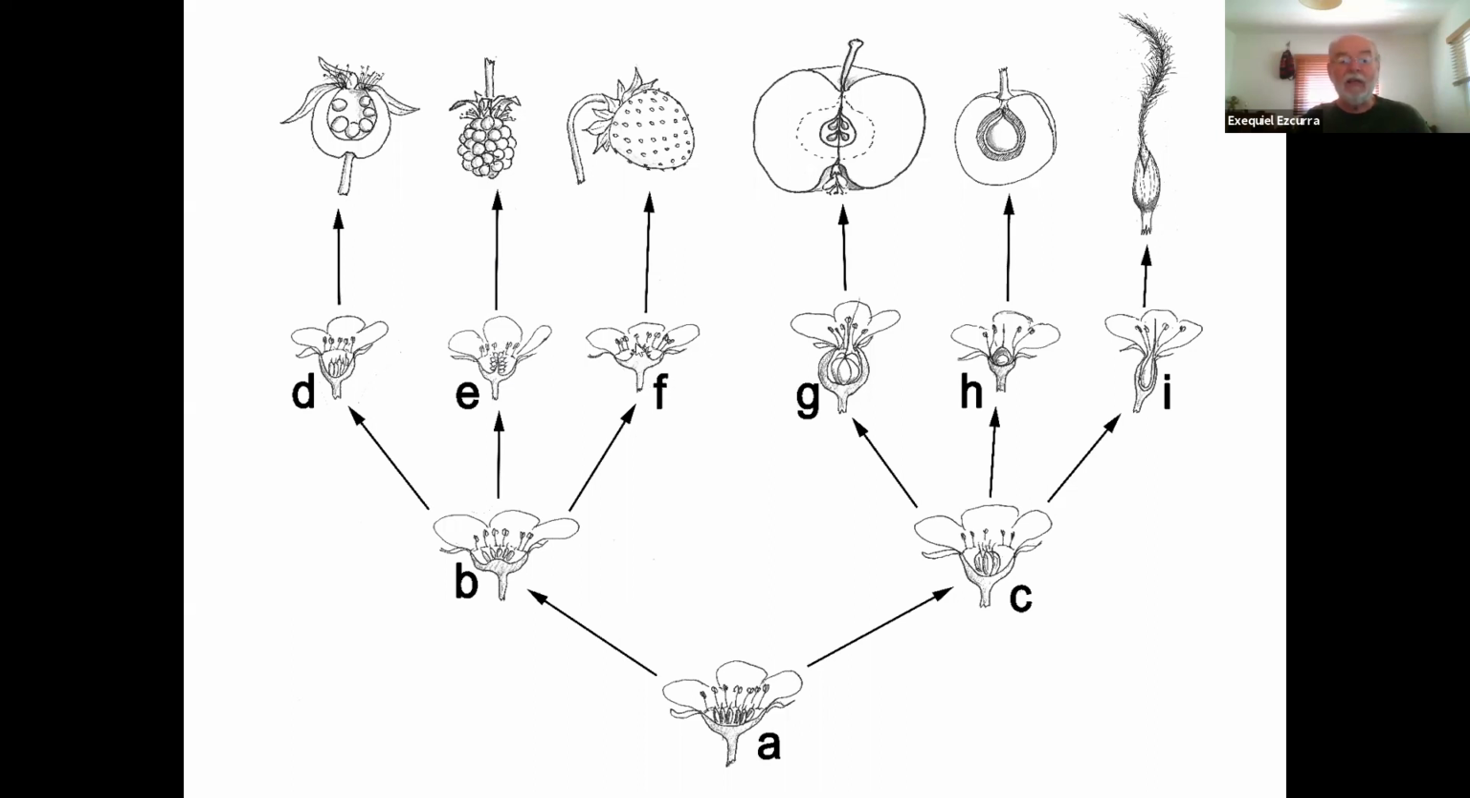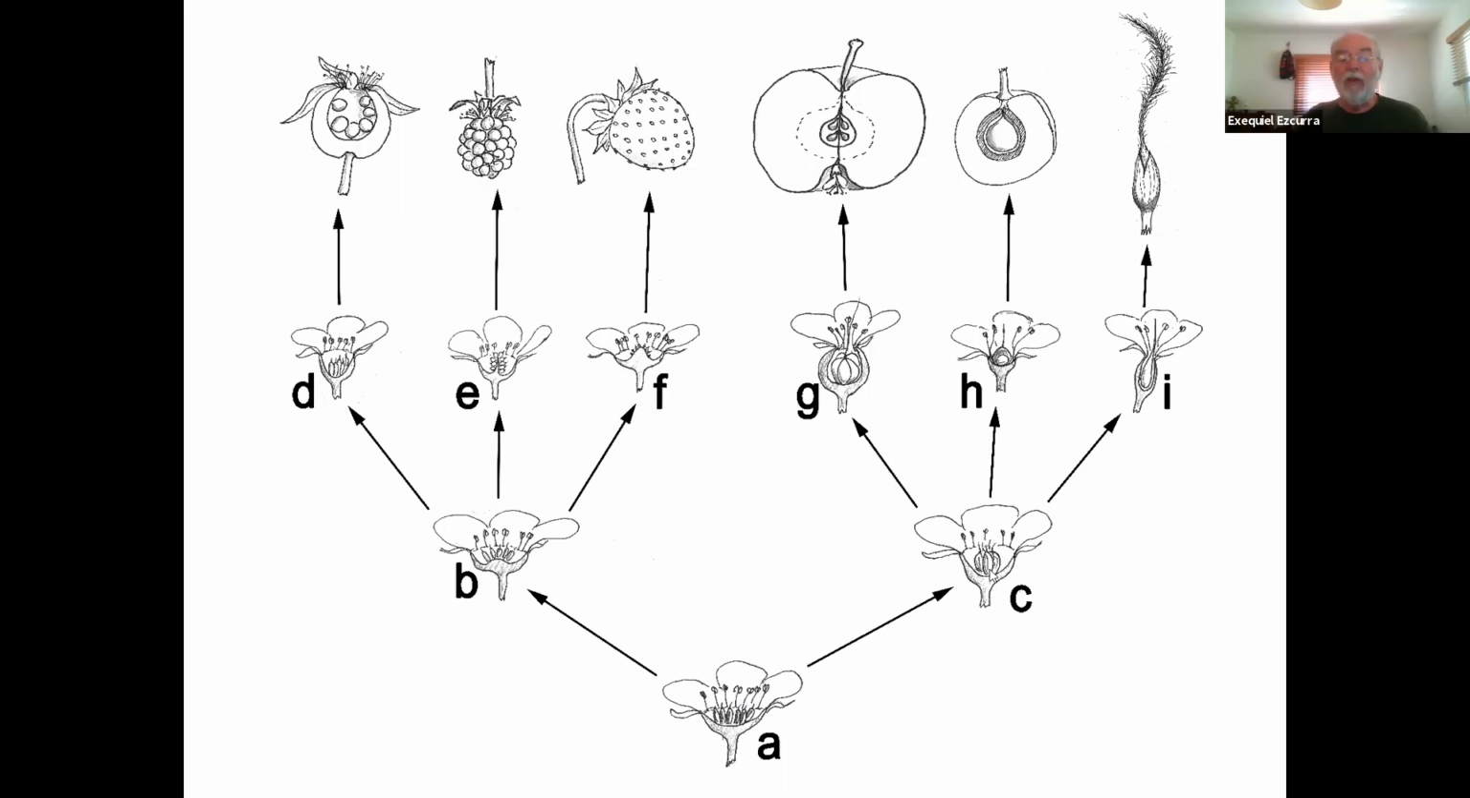In this case, as a matter of fact, it was the central part of the receptacle itself, not the fruits, that became fleshy, and the fruits, like in the rose, stayed dry, like little nutlets, like achenes, and this became the strawberry.